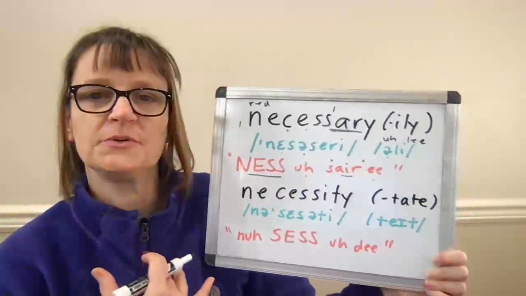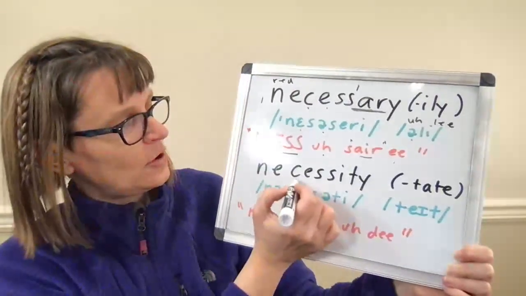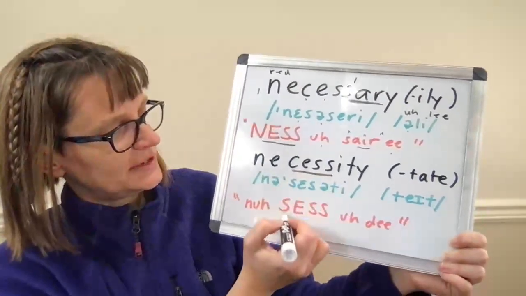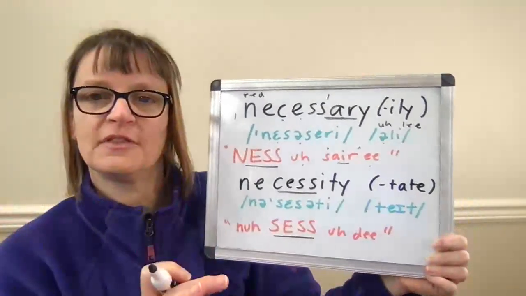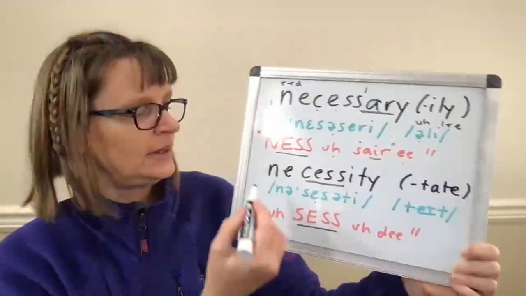When we switch to necessity and necessitate, now our ses syllable is where we have the stress, and it's the one that's long and that has the red, tent vowel.